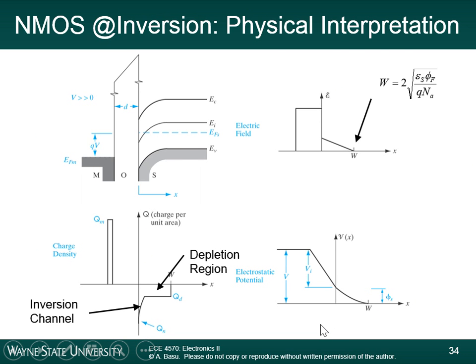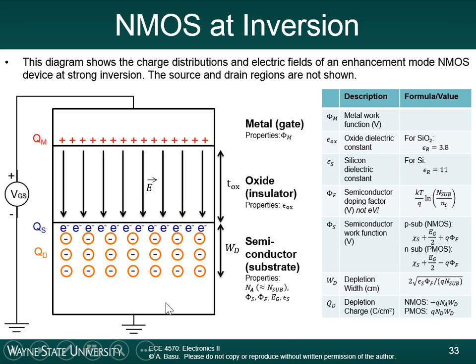So there's electric field in the oxide. The strongest electric field exists in the oxide. There's also an electric field in this region too. And by the time we get out of the depletion region, down here, the electric field is 0 again.